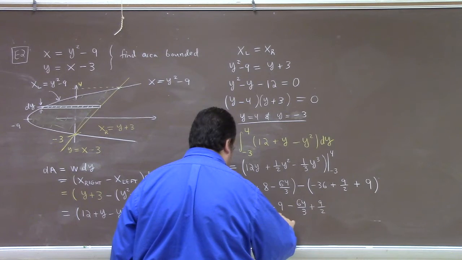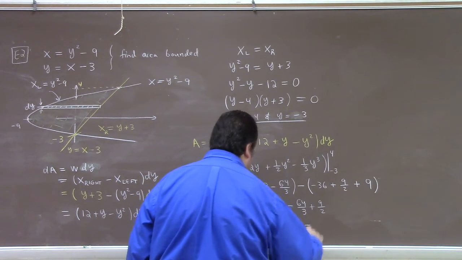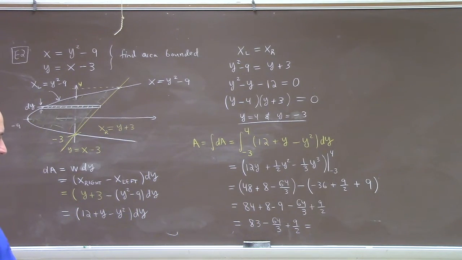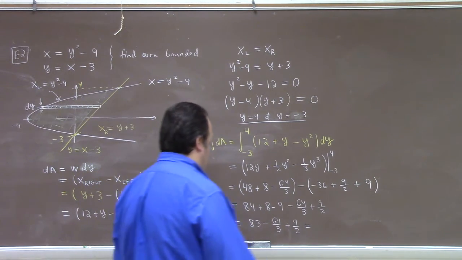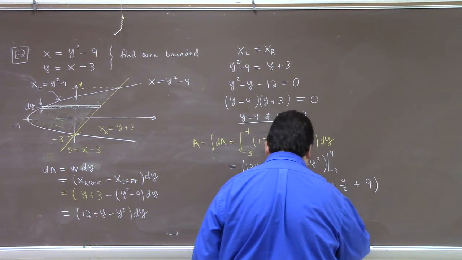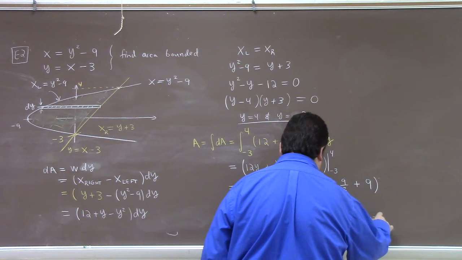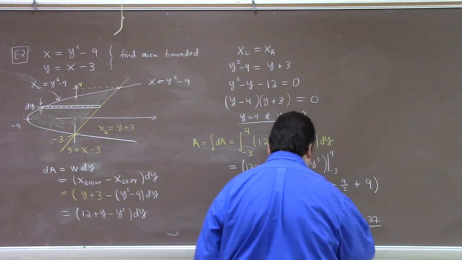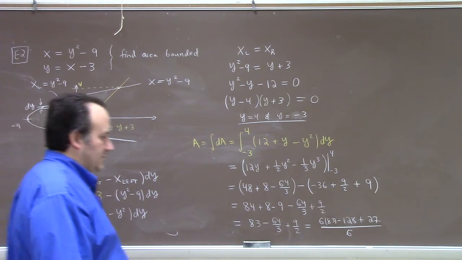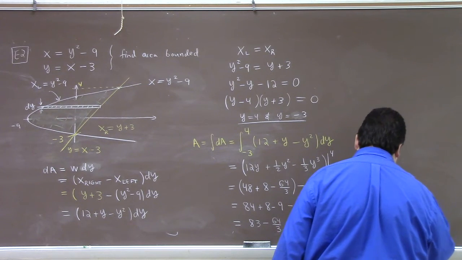Minus 64 over 3. Somebody put me out of my misery here. Plus 9 halves. I mean, I could work it out, but fine. 6 times 83, minus 128, plus 27, all divided by 6, whatever that is. 397 over 6. Woo!